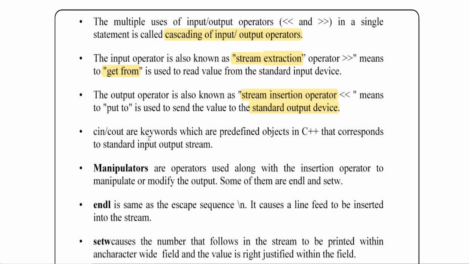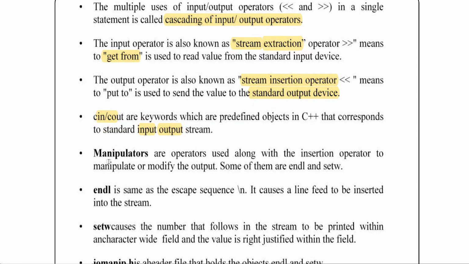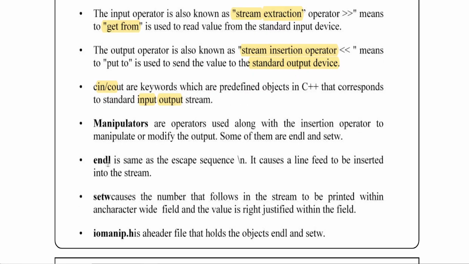cin and cout are keywords, that is, they have predefined meaning, so they have to be used for the corresponding operation for which they have been defined. They are predefined objects that correspond to standard input and output streams. That's already we discussed. So manipulators are the new things. Manipulators are operators used along with the insertion operator, that is with output, to manipulate or modify the output. Some of them are endl and also setw.